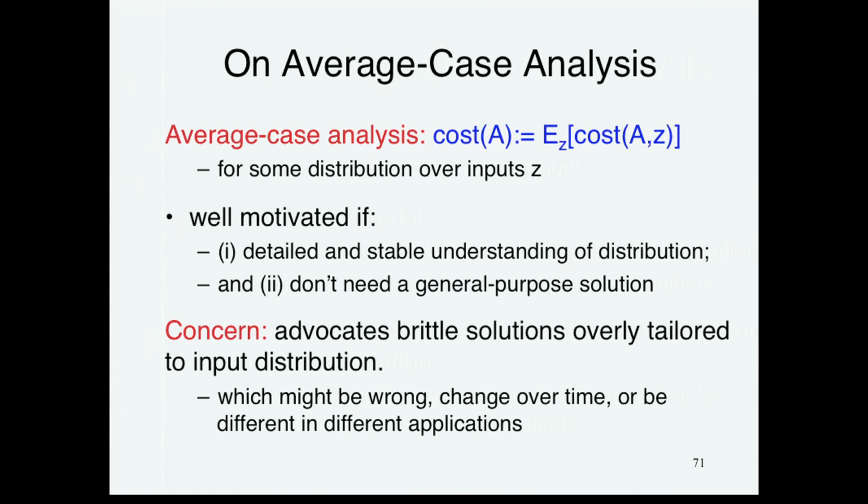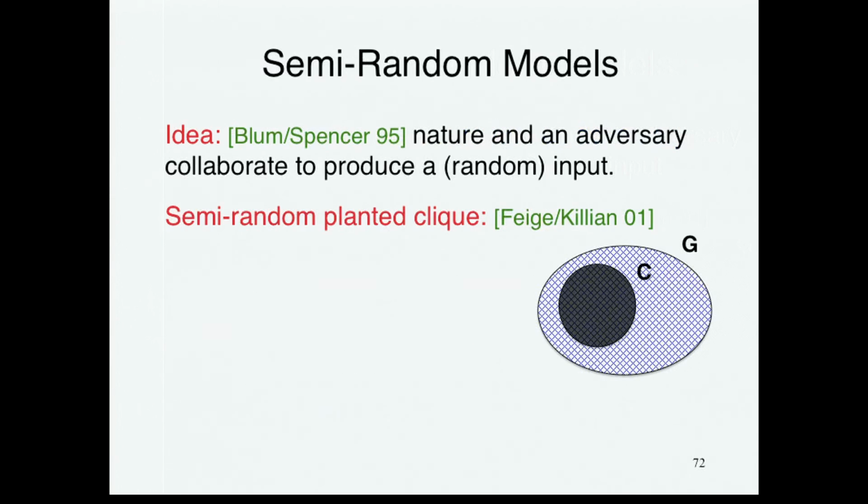But of course, if you're a little uncertain about the distribution or it's changing rapidly, or you want to have sort of more robust algorithms, then you really need to go beyond this. So that's the theme of part 2. What would be robust versions of average case analysis? All right, so let me show you the first version, which is going to be the idea of semi-random models.